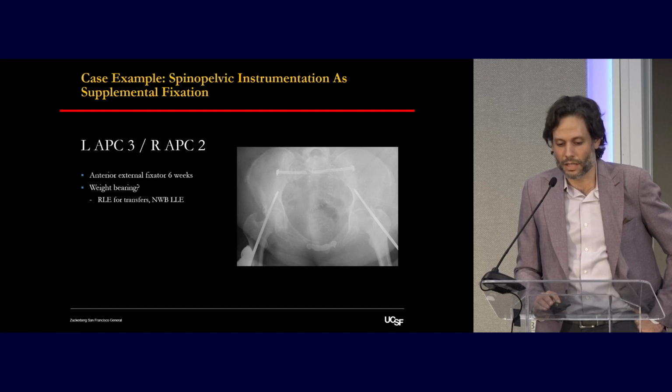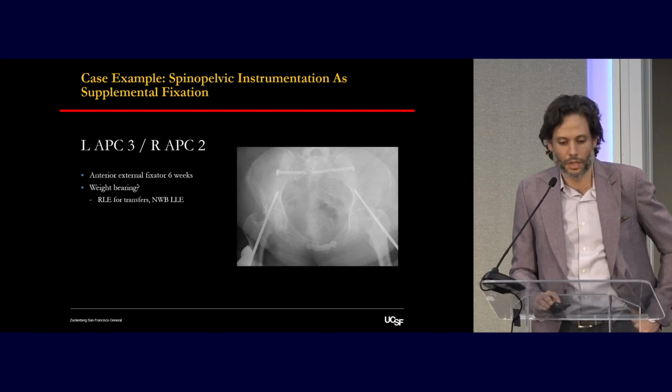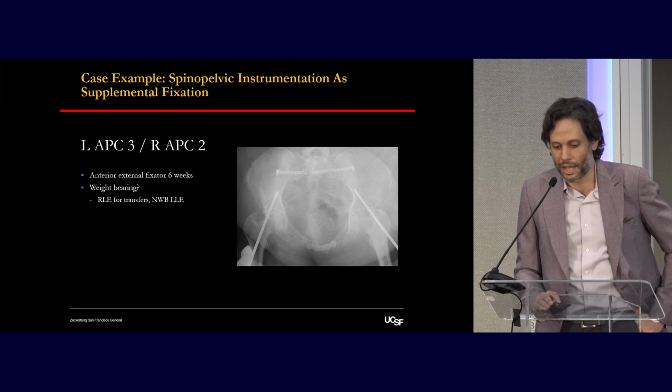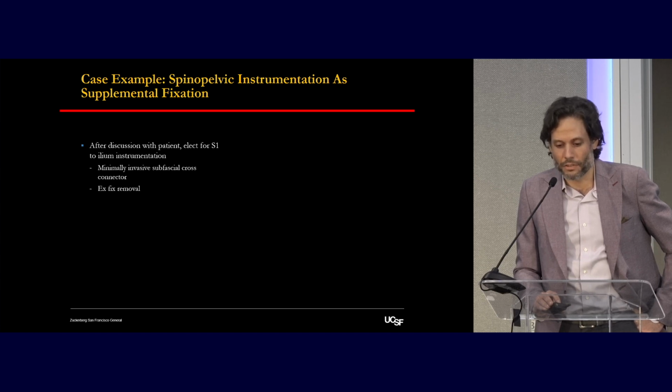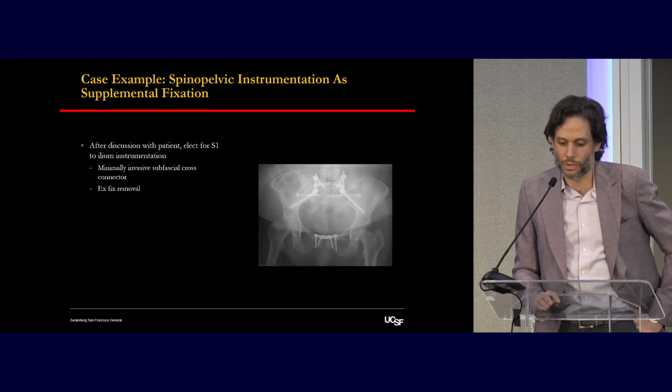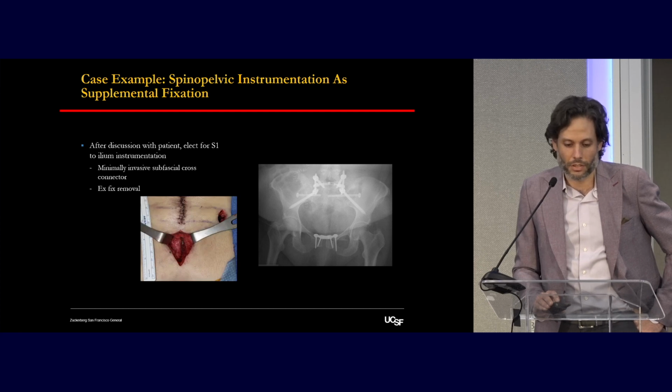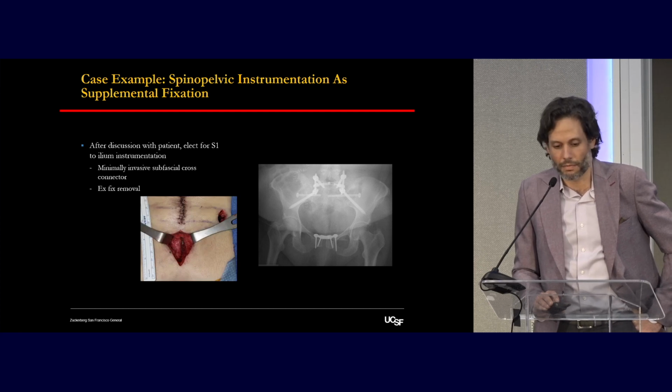And so with this construct, I talked to her, I'd be comfortable with you using your right leg, the APC2 side, for transfers, but not putting weight on the left. And then I talked to her about adding additional fixation. And so we elected to do S1 to ilium. And then we tunneled a cross-connector subfascially, posteriorly, and this is what she was left with. This was the incision, so it was a 3.5 cm incision to tunnel the cross-connector subfascially, and those stab incisions.